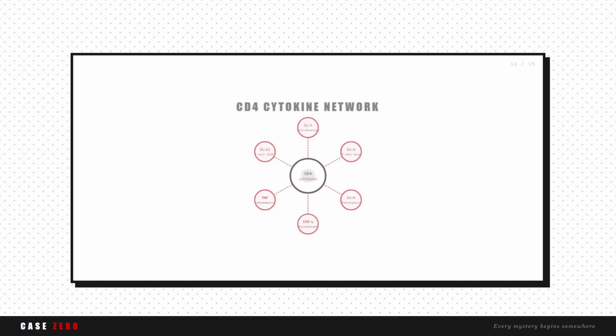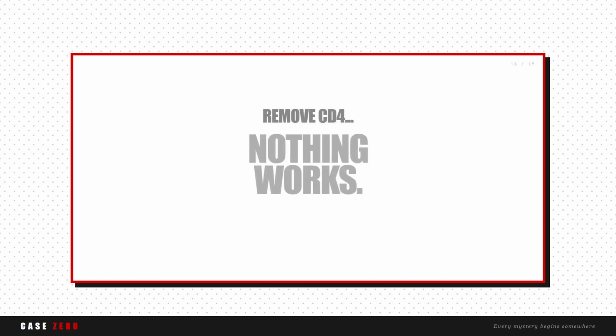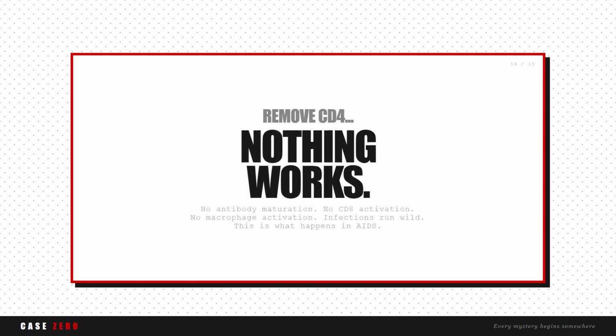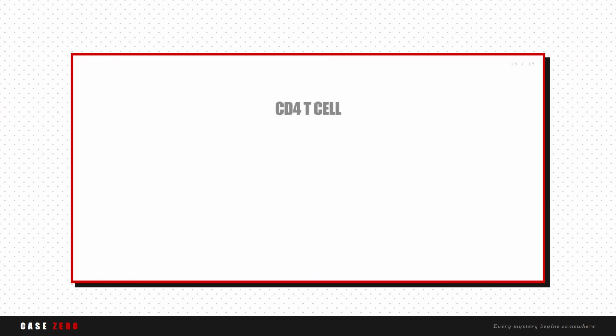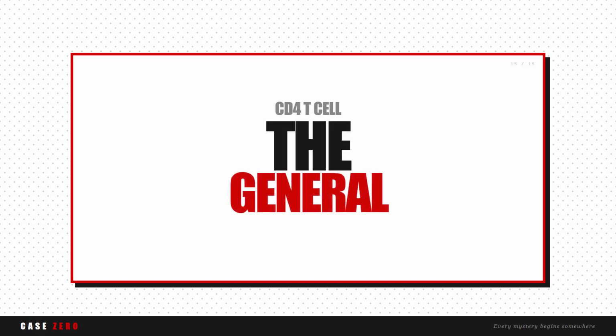This licensing is critical. Without CD4 help, CD8 cells can mount a primary response, but they cannot form durable immunological memory. The secondary response is severely impaired. This dependency is clinically significant. When CD4 function is compromised, as in HIV infection, the downstream consequences cascade through every arm of adaptive immunity.